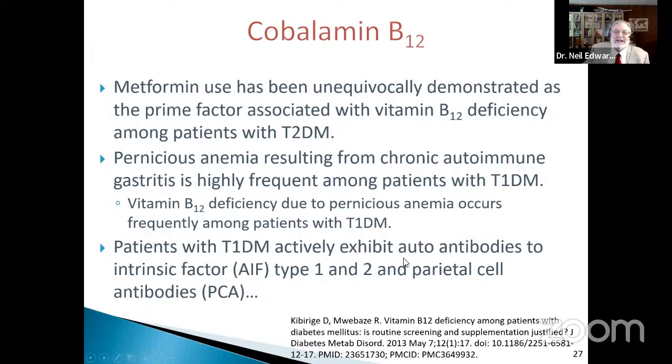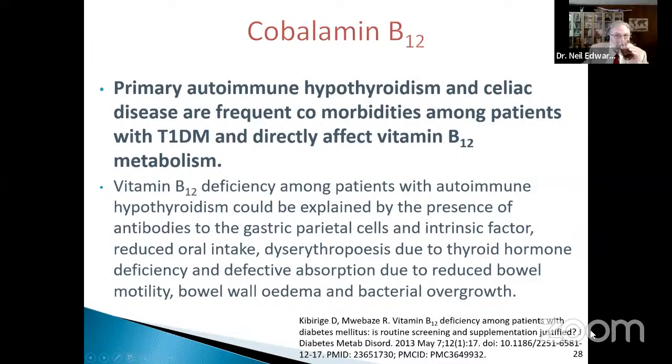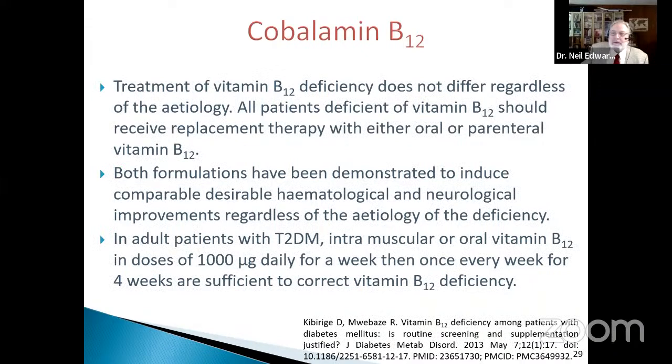Type 1 diabetics tend to have autoantibodies to intrinsic factor, which is responsible for active transport of vitamin B12. Now, you can absorb about 1% of oral B12 without intrinsic factor. That's why we give high doses as a supplement. Autoimmune hypothyroidism and celiac disease are frequently found in patients that have type 1 diabetes, and these affect B12 metabolism. And treatment of B12 deficiency is the same.